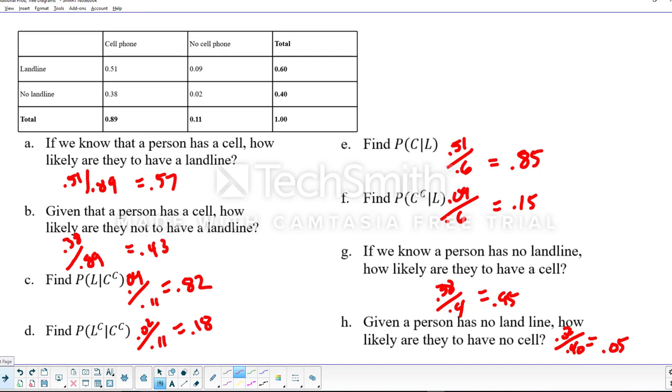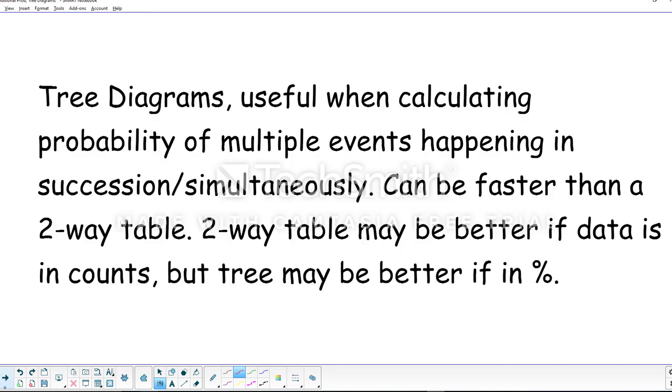All right, so now we turn it up a notch and start taking a look at tree diagrams. This is something we want to use when looking at things that tend to happen in sequence, or one thing happens right after another, so really true if-then statements. In a lot of ways, these can be faster to create and interpret than a two-way table. However, a two-way table may be better, especially if your data is in counts or numbers, like the first example was, rather than in percentages. Percentages tend to lend themselves to tree diagrams a lot better.